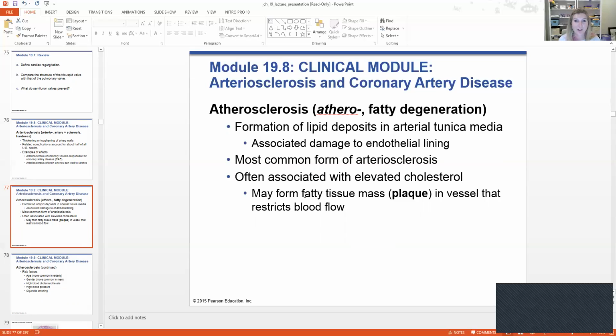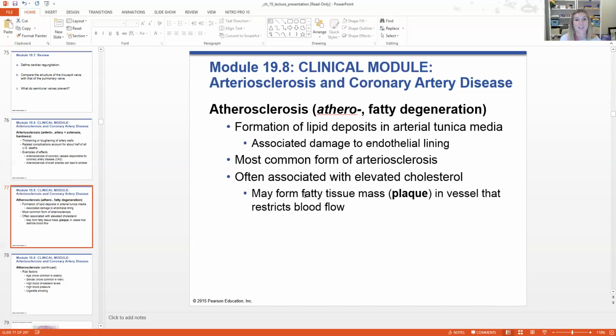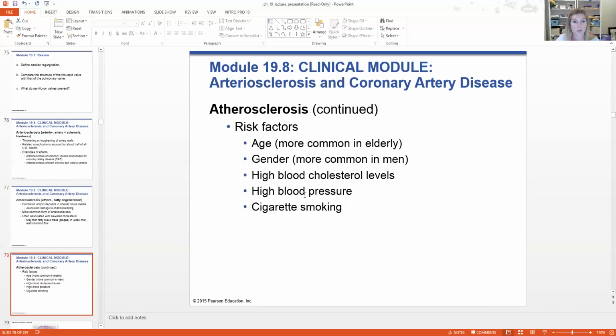It restricts blood flow to that area and can be very dangerous, especially if those plaques can kind of dislodge and go and block blood flow to a smaller area of the body.